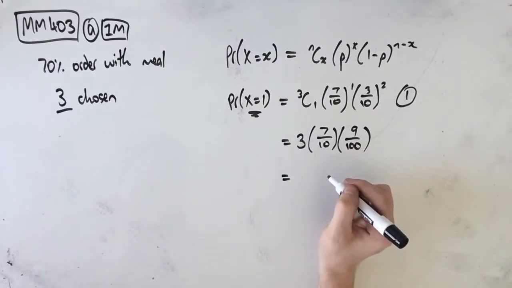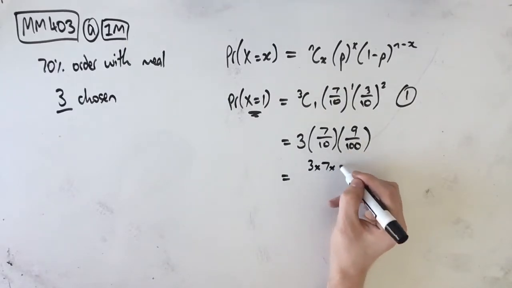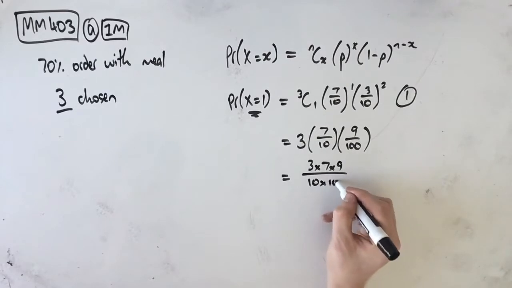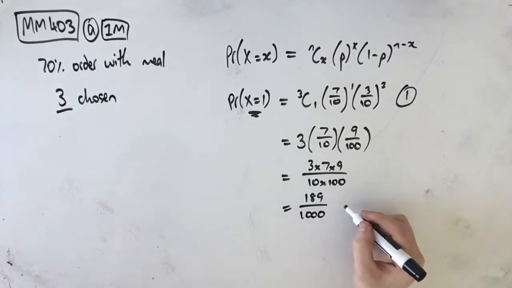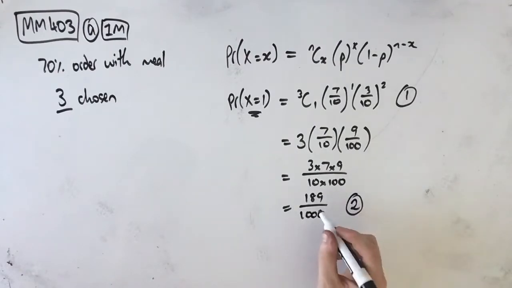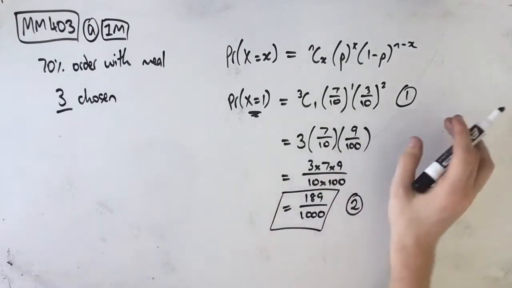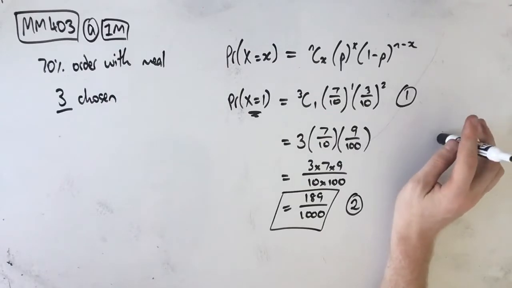Now simplifying this even further, we get 3 times 7 times 9 over 10 times 100, which simplifies to 189 over 1000. And we will leave this like this because that's in exact form and we don't have a calculator. So that is our final answer, 189 on 1000.